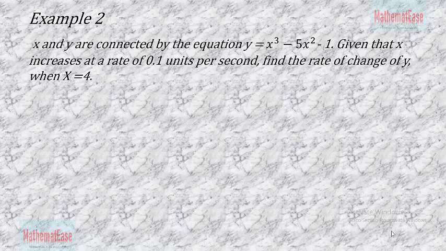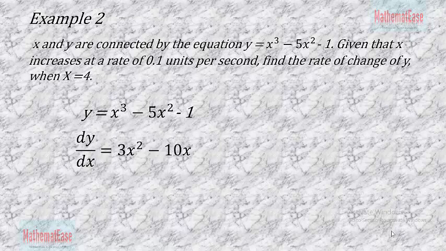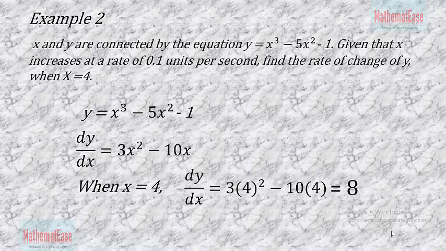You know, the equation is given. y is equal to x raised to the power 3 minus 5x squared minus 1. So dy/dx is this. So we need dy/dt and dx/dt. So when x is equal to 4, our dy/dx will be equal to this, which is eventually equal to 8.